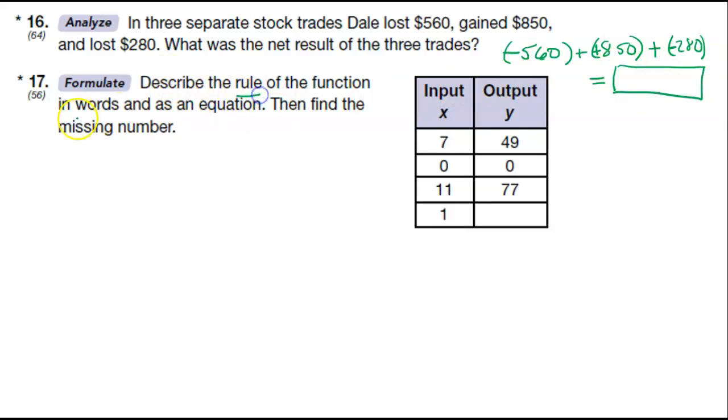Describe the rule of the function in words and as an equation. So an equation always starts y equals, at least at this stage. When you get to algebra, it will be different. Then find the missing number. So let's see, if I multiply this by 7, I think the rule is to multiply by 7. So we're multiplying x by 7. So this would be the equation, which means this would be 7.